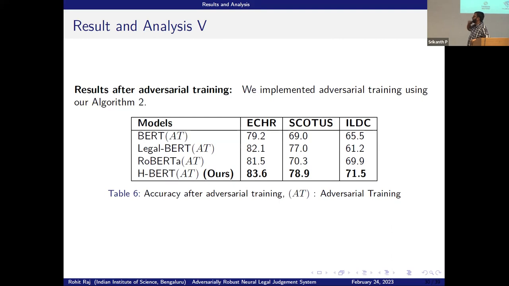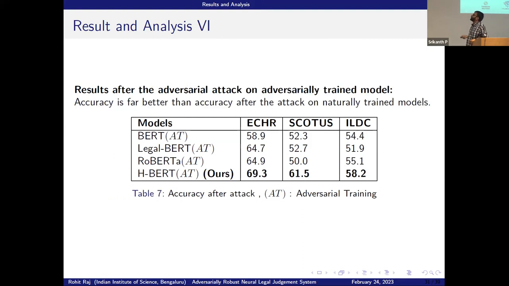As you can see, in the case of ILDC, the accuracy of Legal-BERT is not as good as compared to the RoBERTa architecture. Why? Because it is pre-trained on European and American datasets. After that, we attacked our adversarially trained models, and we can see the accuracy is two times better as compared to normal models because these models are trained adversarially. That's why they are able to handle the adversarial attack here.